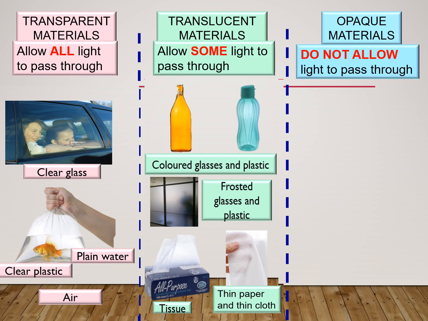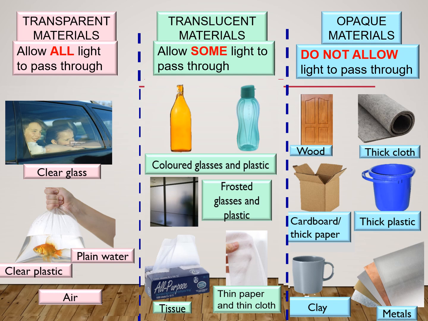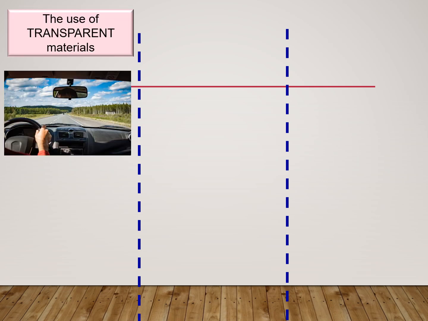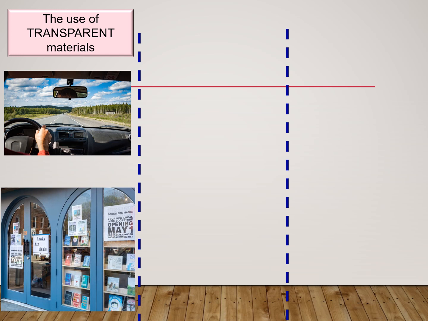Opaque materials are materials that do not allow any light to pass through, such as wood, thick cloth, cardboard or thick paper, thick plastic, clay, or metals. The examples of the use of transparent materials are such as at the front window of a car, so the driver can see the road clearly when he or she is driving, and also at the display windows in shops, so retailers can show their products to attract customers.